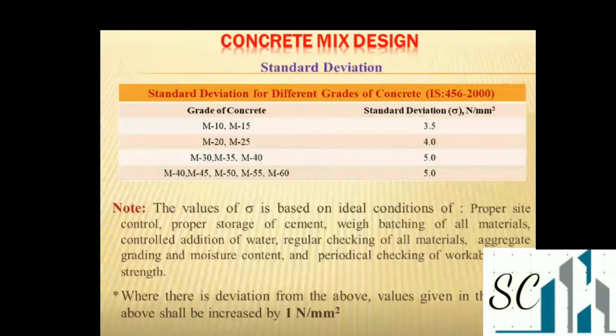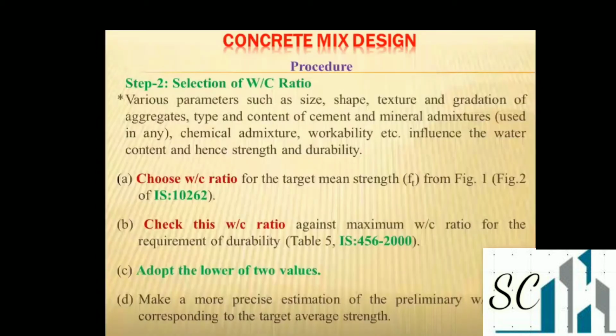Tolerance factor is always 1.65, that is as per IS 456, that is the K value, and standard deviation will change depending upon the grade of concrete. For example, if you are designing M20, then its standard deviation that we have to consider is 4. The value of sigma that is shown in the table is based on the ideal condition. If there is any deviation, then the above value shall be increased by 1 Newton per mm square.